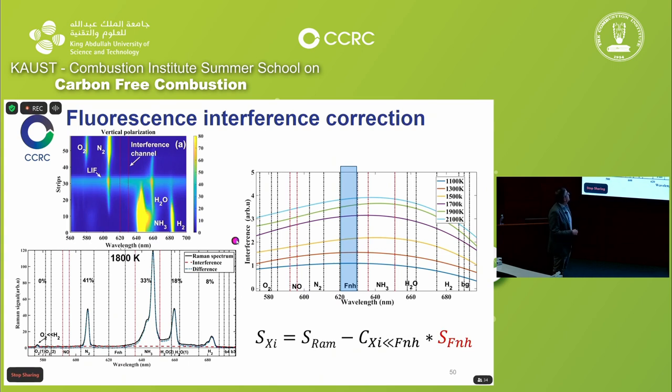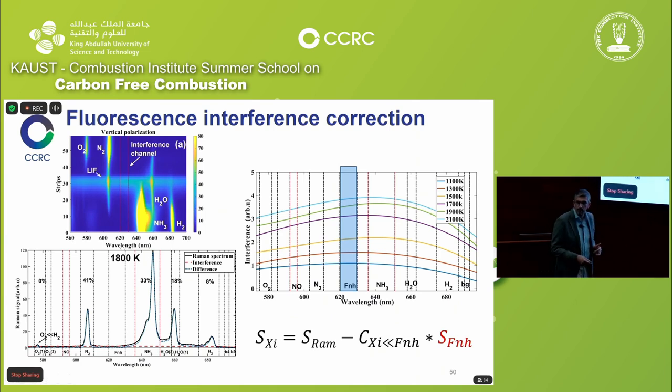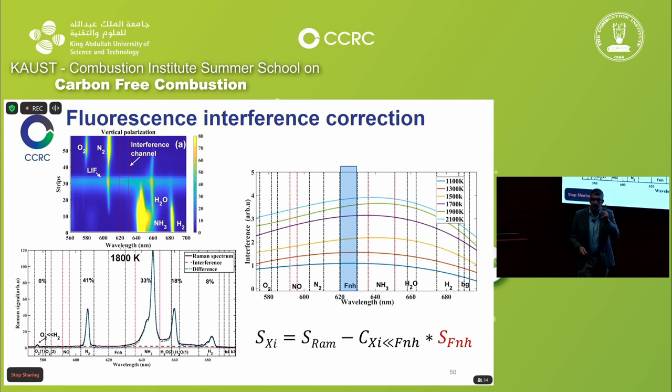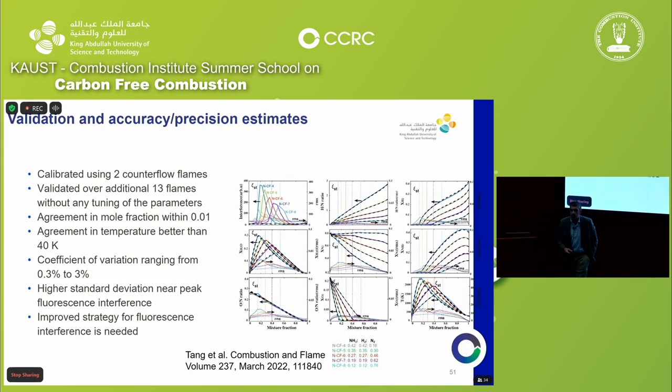So this is a Raman spectrum collected in a counterflow flame. We see near the flame front a strong broadband signal that goes across the entire wavelength range. We define this channel of the interference. And again, we do the same approach, calibrating on a single flame. So we use two flames to calibrate, and the results we got were fairly impressive for our first attempt.